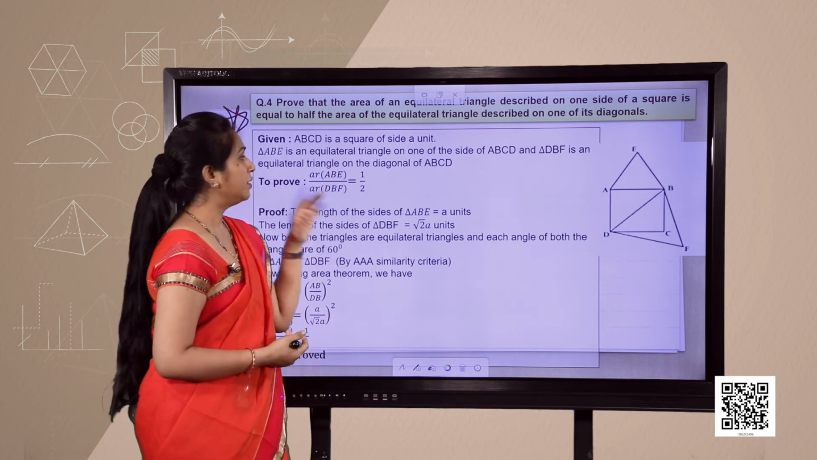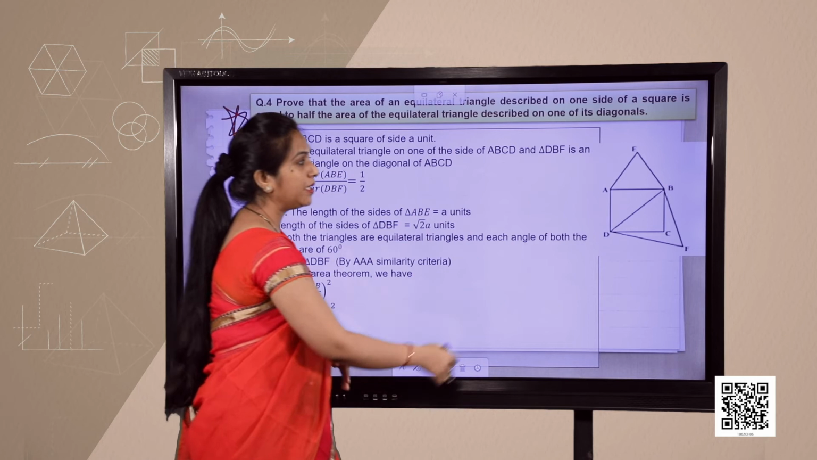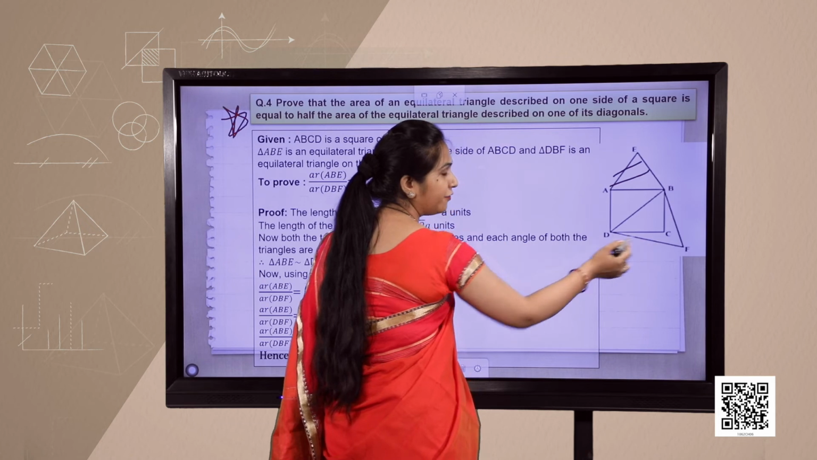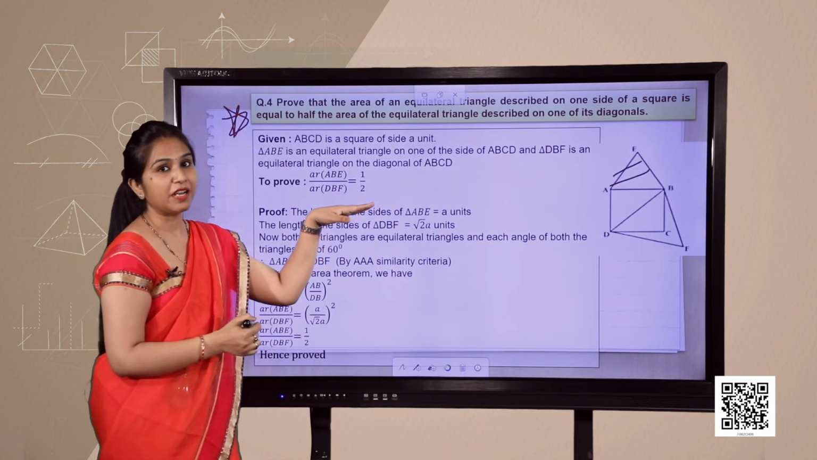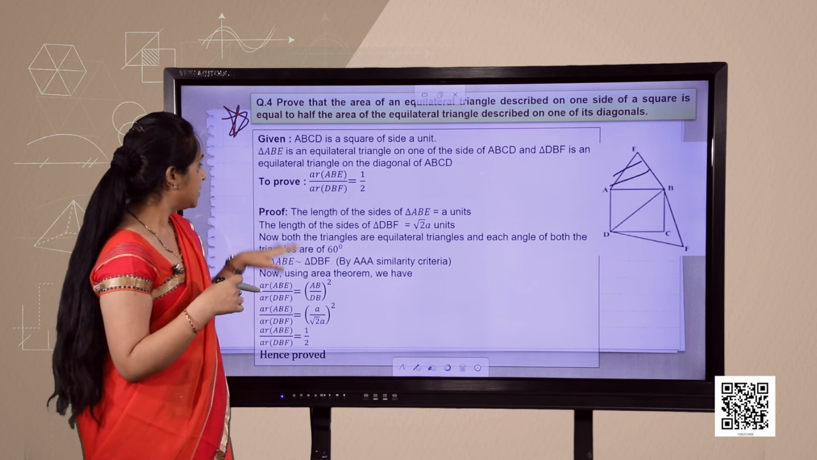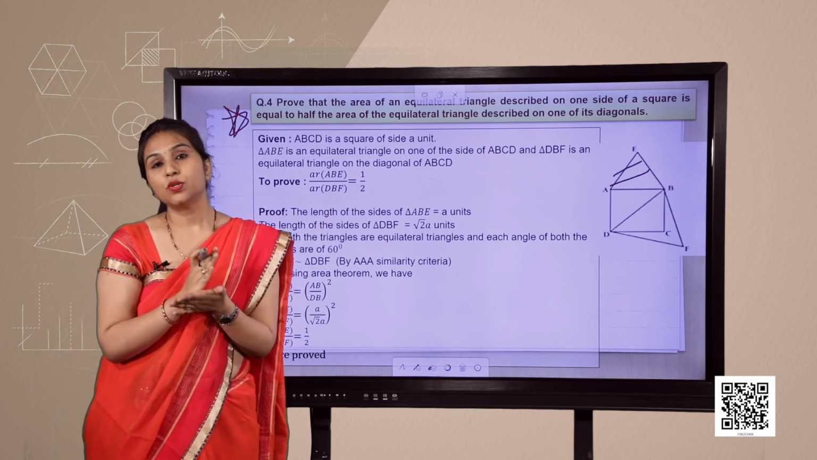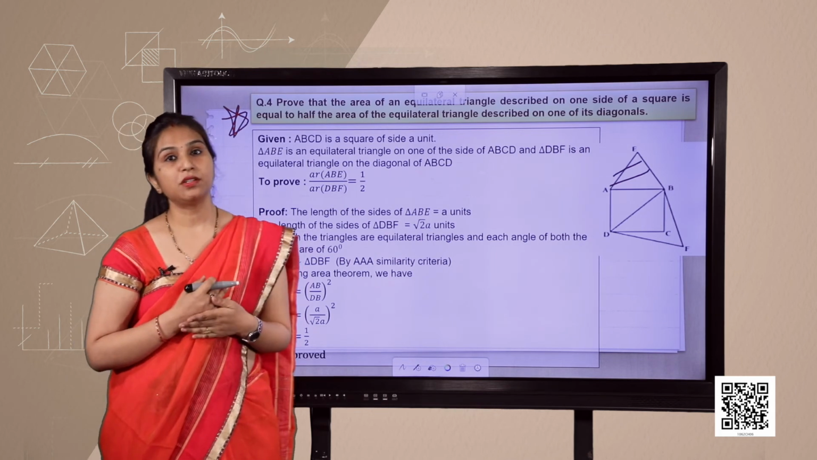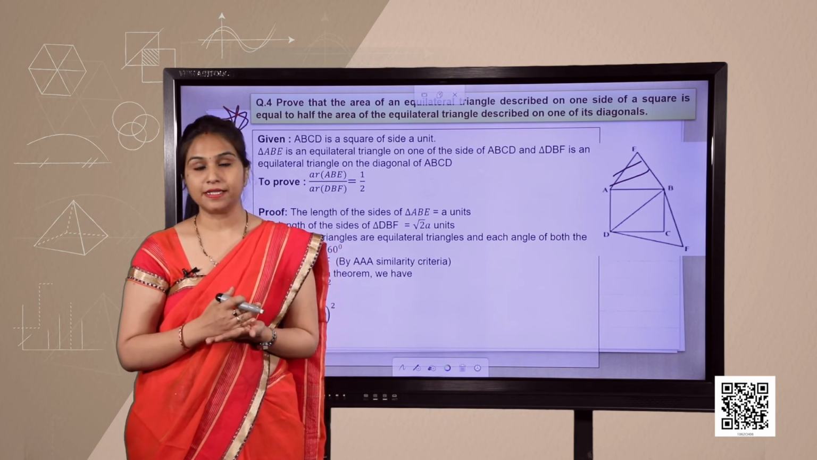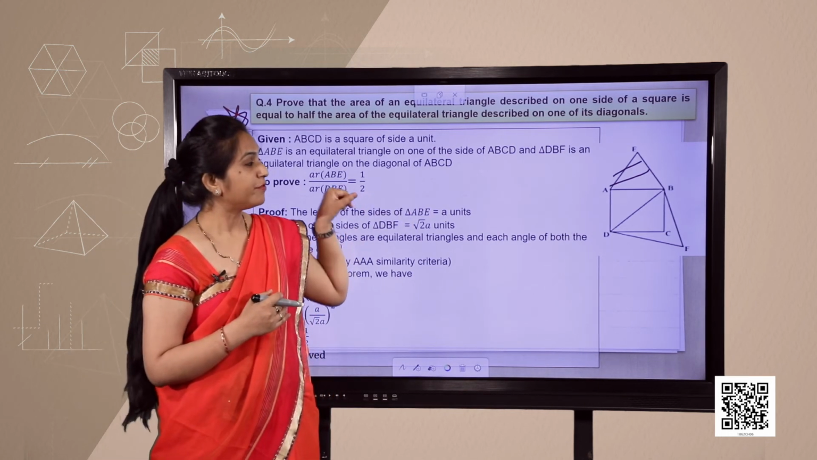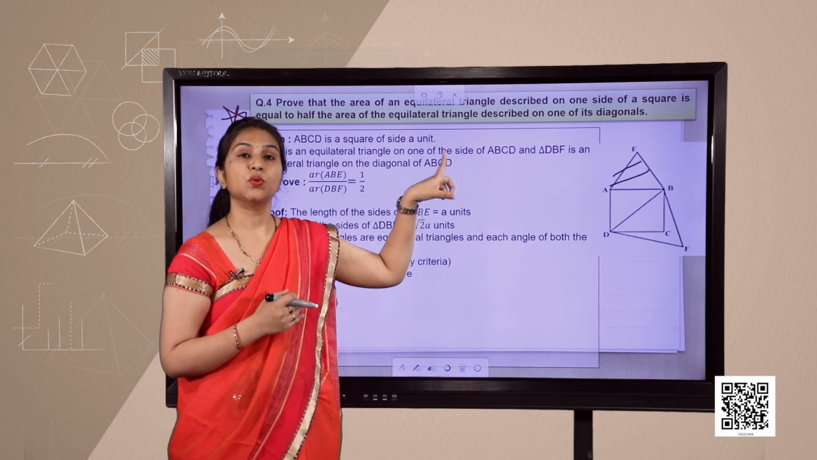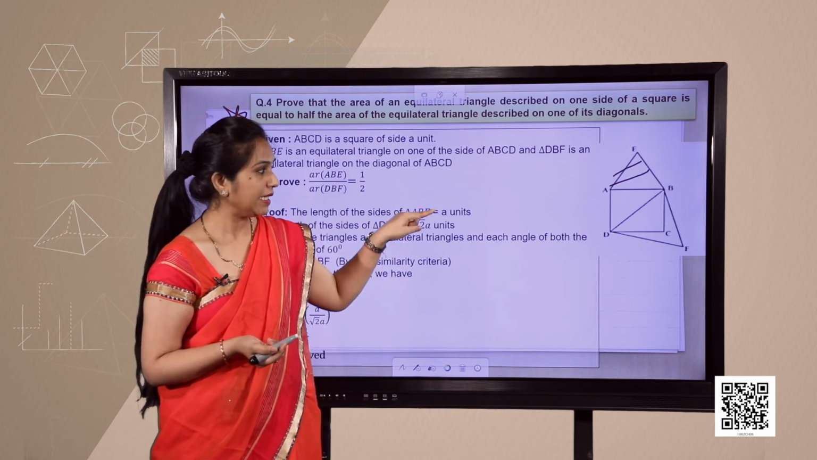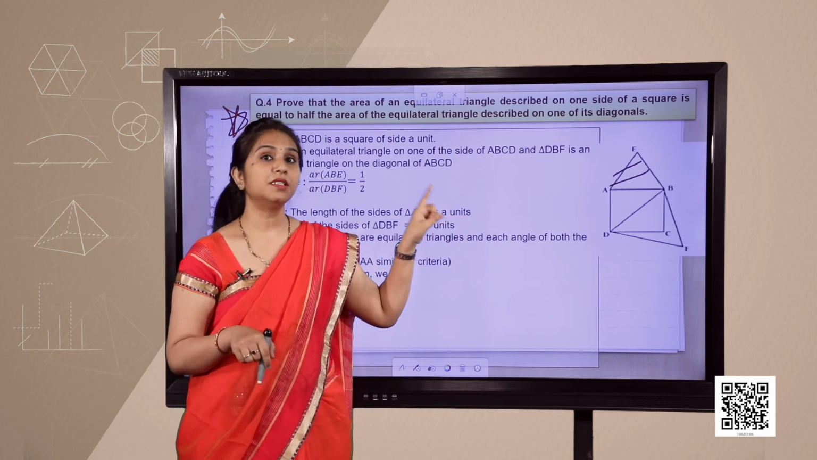What do we have to prove? We have to prove that the area of ABE, this equilateral triangle, upon the area of this equilateral triangle BDF is equal to 1 by 2. This is what we have to prove. Now, proof, let's start. Children, as you can see, the side of the square is A and one of the equilateral triangles is formed on the side. So it means the side of triangle ABE is equal to A units only and the second equilateral triangle BDF is formed on the diagonal.